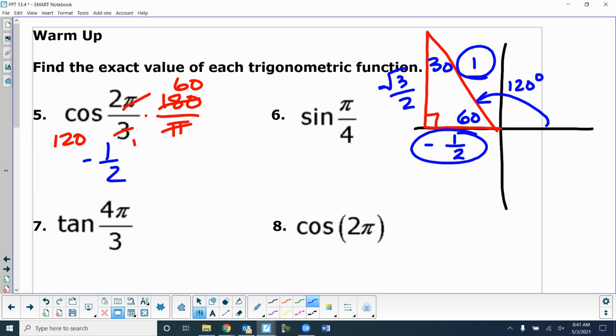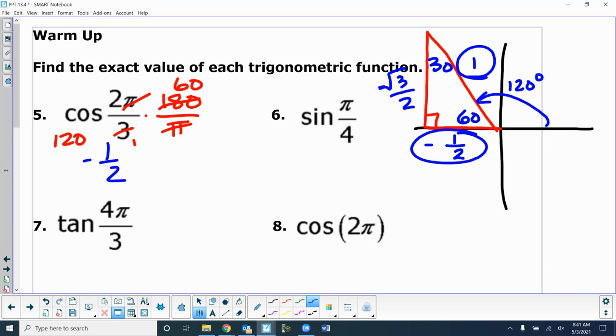For 18, sine is radical 3 over 2, cosine is 1/2, tangent is radical 3. 19, sine is negative 1/2, cosine is radical 3 over 2, tangent is negative radical 3 over 3. 20, sine is negative radical 3 over 2, cosine is negative 1/2, tangent is positive radical 3. And 21, sine negative radical 2 over 2, cosine positive radical 2 over 2, and tangent is 1. Didn't need to worry about number 22.